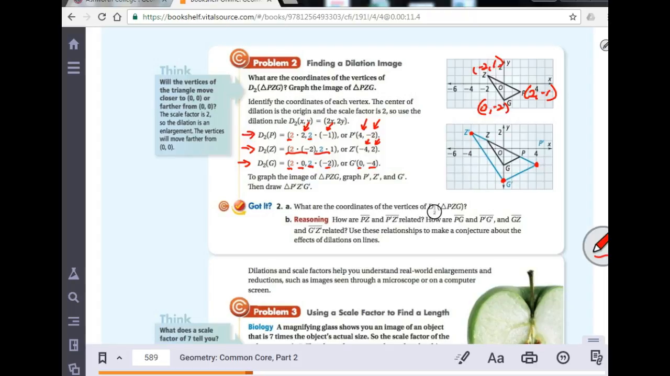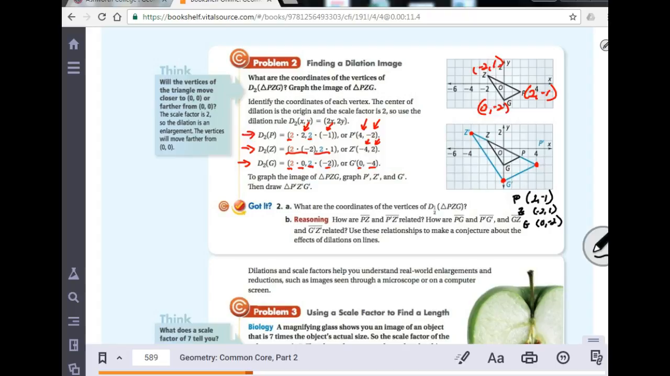Okay. Now, in the "Got It" section, what are the coordinates of the vertices if you had a scale factor of 1/2 here? Well, again, we're going to take the coordinates that we had on the original, which, as you can see here, P was 2, -1, and Z was -2, 1, and G was 0, -2.